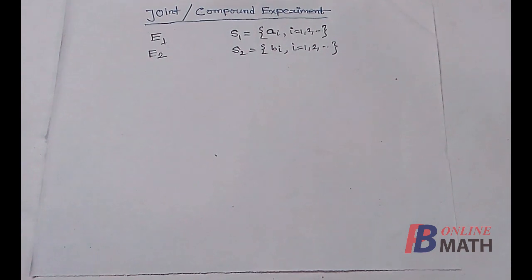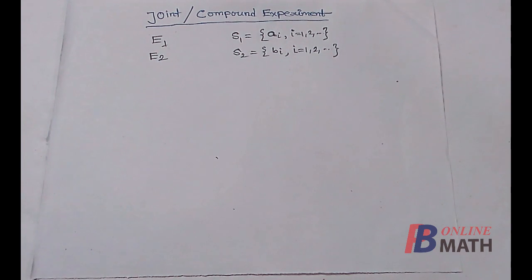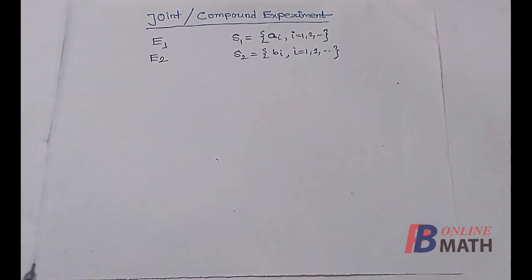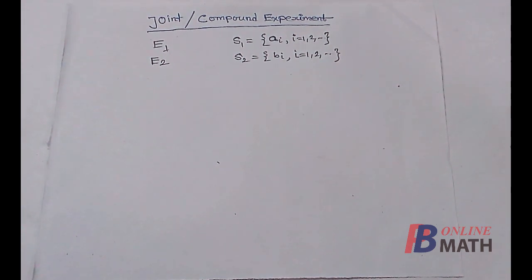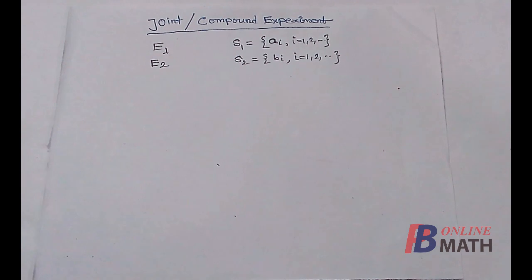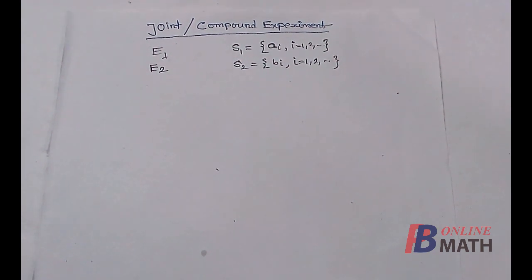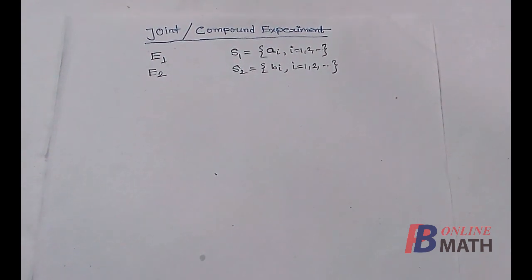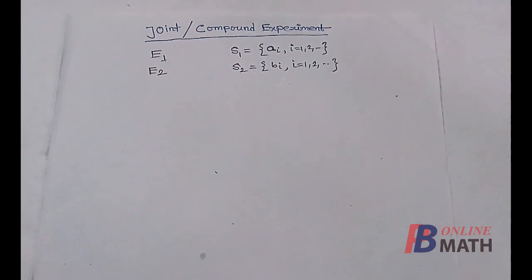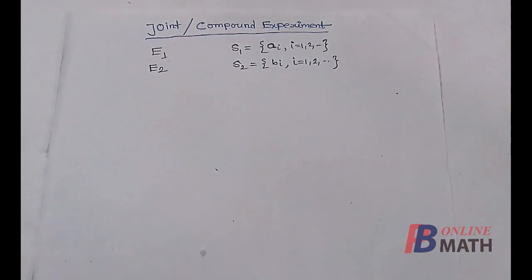Now suppose we are performing these two random experiments one after another. For example, suppose E1 is performed first and then E2. This experiment is called the joint or compound experiment of E1 and E2. If we perform E1 first and then E2, that means if we perform this compound experiment, then any outcome corresponding to this compound experiment is of the form of an ordered pair. So we can write here the sample space corresponding to this compound experiment.